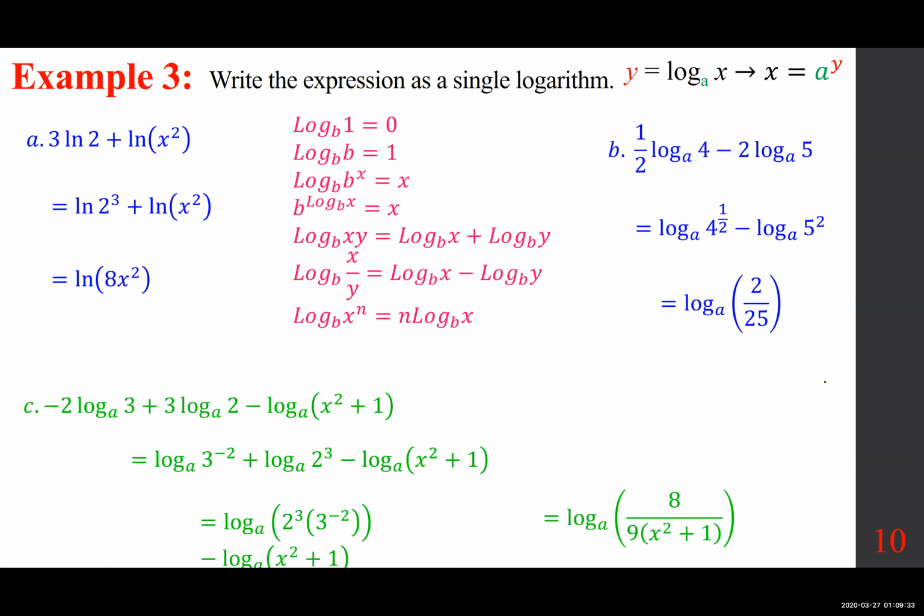Part B, we can bring the coefficient 1/2 and make it the exponent for 4. We can bring the coefficient -2. We keep the negative sign. We bring the 2 in, becomes 5 squared. Now this is 2. This is 25. So because there is a negative sign in between, it uses the quotient rule. Quotient rule class. Okay, let's move on. Part C.